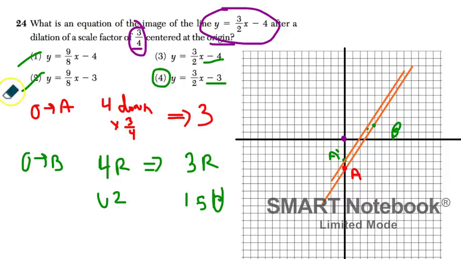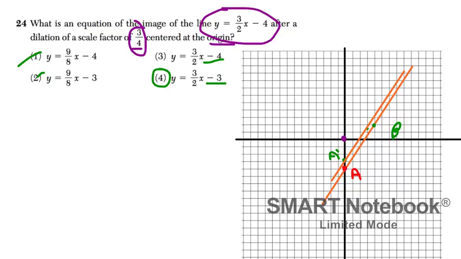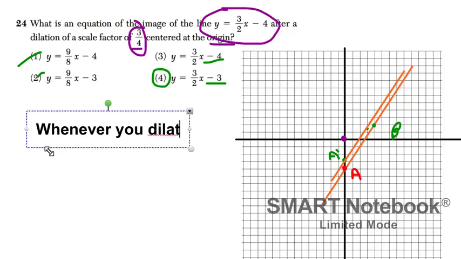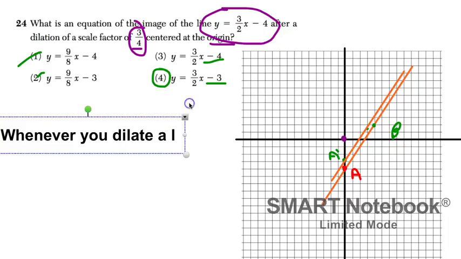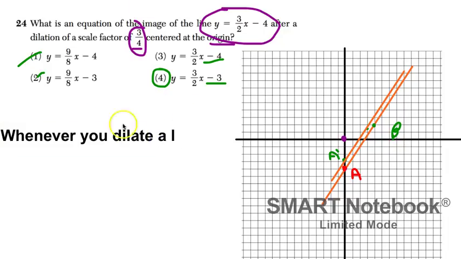Here's the quicker way. Whenever you dilate a line. Actually, you know what? We'll save the quicker way for another day. We'll do a lesson on that. So we'll stop there. Those are the multiple choice answers. I will work on the extended response next, and we'll move on. Good luck.